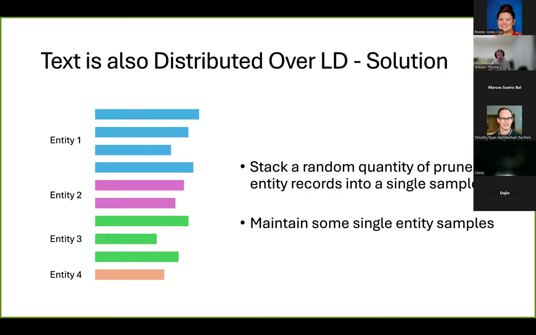And again, what we propose to do to resolve this many-to-many problem to some extent is to, I haven't decided whether it's purely randomly or somewhat informed, stack a random quantity of these previously pruned entities. Of course, we want to maintain some single entities. We want to maintain some large, full, complete samples as well. But if we start to stack these, then now we're actually learning this many-to-many mapping that we really need. We're learning to generate multiple texts that contain data about multiple entities.